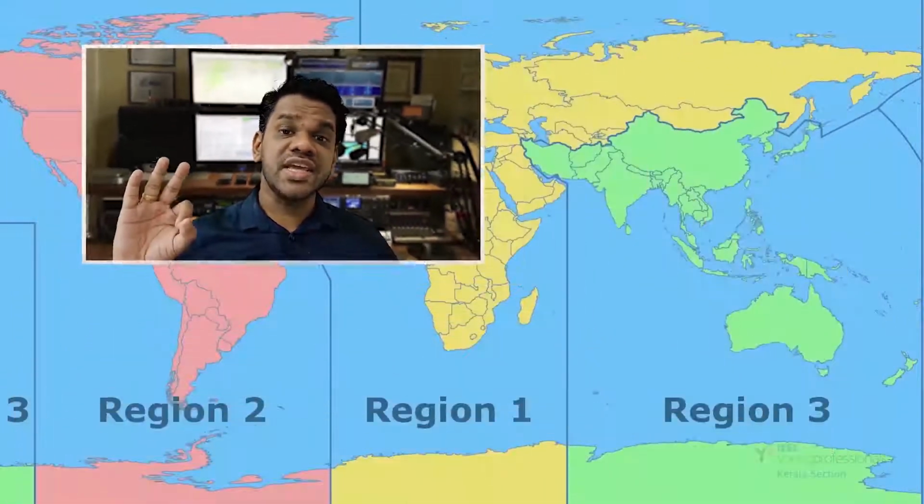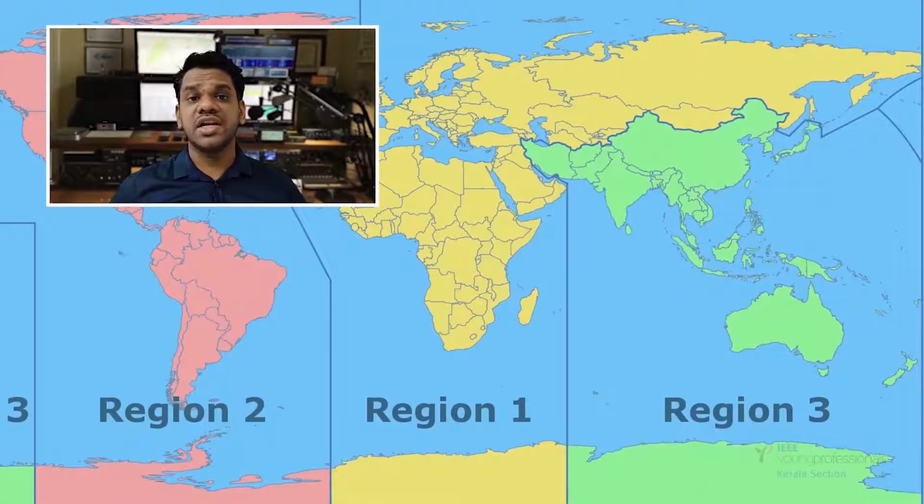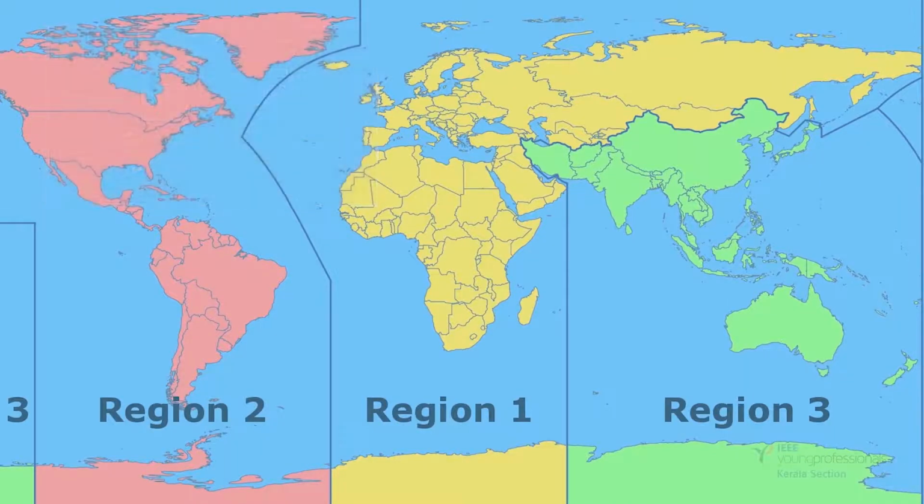Like IEEE, the International Telecommunication Union or ITU has classified the whole world into 3 regions: Region 1, Region 2 and Region 3. Here in this picture, you can clearly see that India is in Region 3. With this picture as reference, wherever you are in the world, you can find out which region you belong to and which frequency bands are allotted for different wireless services.